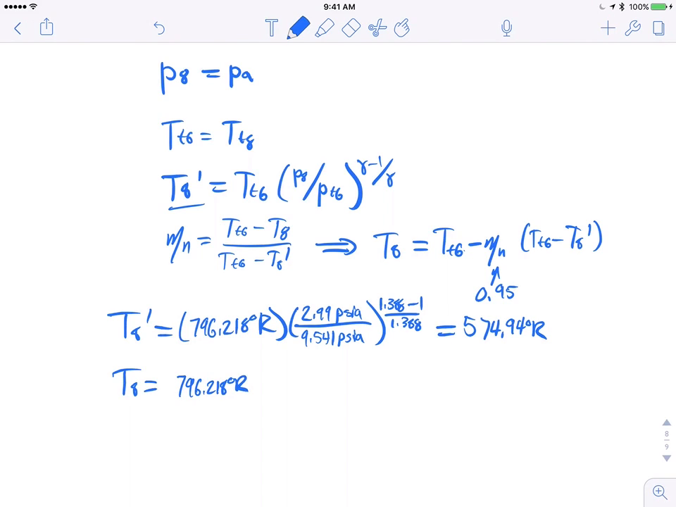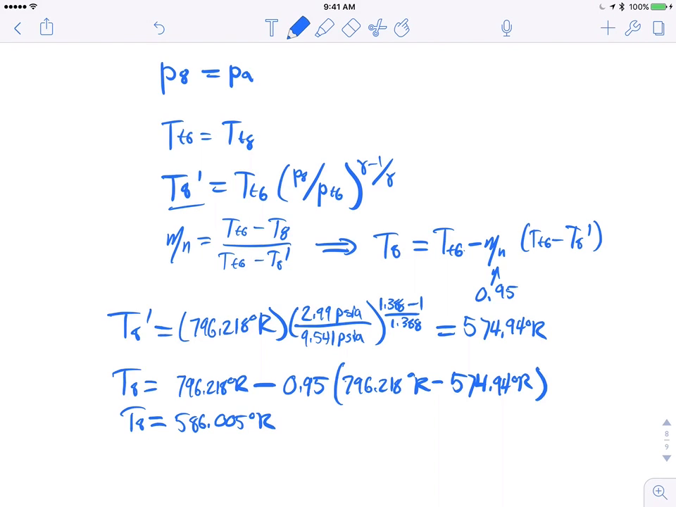And then we can calculate our real temperature based on TT6, which again is 796.218 degrees Rankine, minus our nozzle efficiency, which was given to us as 0.95, times, again, our total temperature of 796.218 degrees Rankine minus our ideal static temperature, 574.94 degrees Rankine. And so from that we'll get an exit static temperature of 586.005 degrees Rankine.